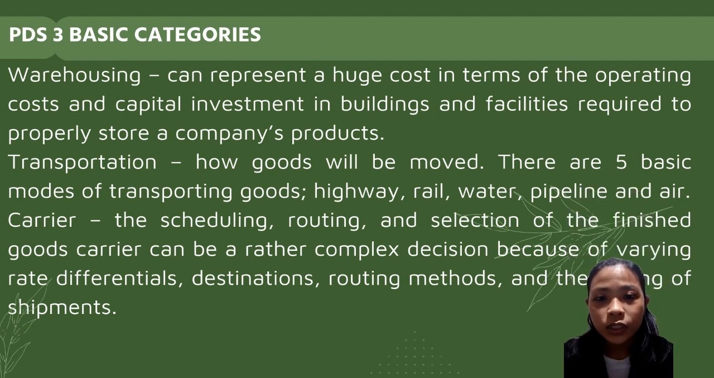Now, let's proceed to the physical distribution's three basic categories. First is the warehousing. It can represent a huge cost in terms of the operating cost and capital investment in buildings and facilities required to properly store a company's products. Next is the transportation. It is how goods will be moved. And there are five basic modes of transporting goods: highway, rail, water, pipeline, and air.